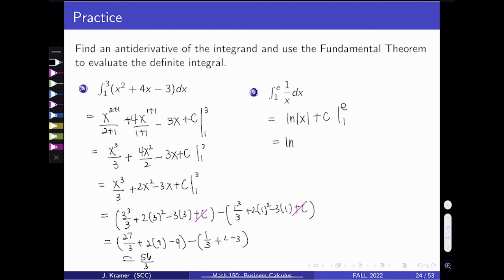The natural log of the absolute value of e plus c minus the natural log of the absolute value of 1 plus c, using the fundamental theorem of calculus. Again, we have a plus c minus c. The natural log of the absolute value of e is the natural log of e, which ends up being 1, and the natural log of 1 is 0, and so our definite integral here is just 1.